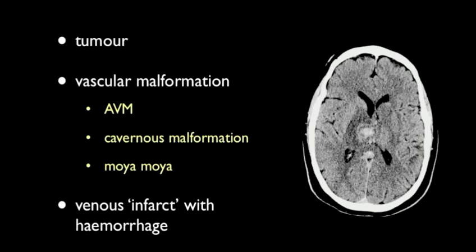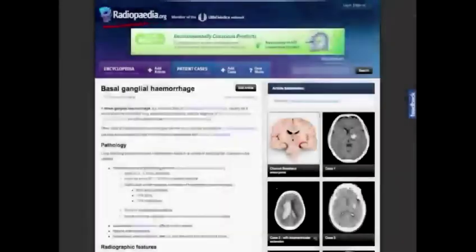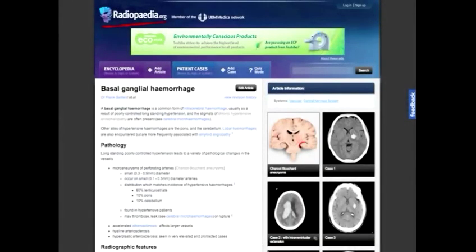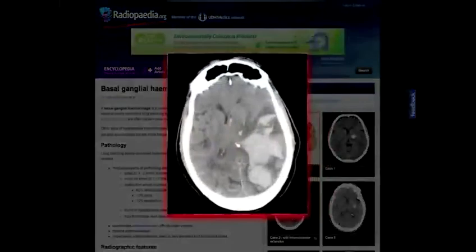In this location, deep vein thrombosis of the internal cerebral veins or vein of Galen or basal veins of Rosenthal should be suspected. You can read more about basal ganglia and hypertensive hemorrhages on radiopaedia.org.